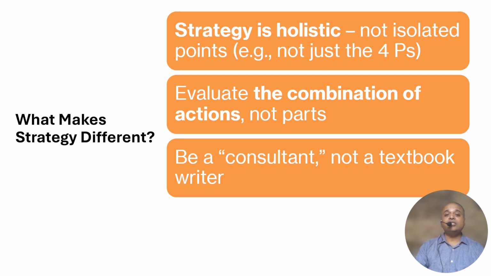Example, imagine a clothing brand decides to go global. Sure, that's marketing, but what about the supply chain, the cost of expansion, the need to hire staff overseas, managing cultural differences in product design? That's what we mean when we say strategy is interconnected. Every move affects other departments. Second, you have to evaluate the entire combination of actions, not just each part on its own standalone.